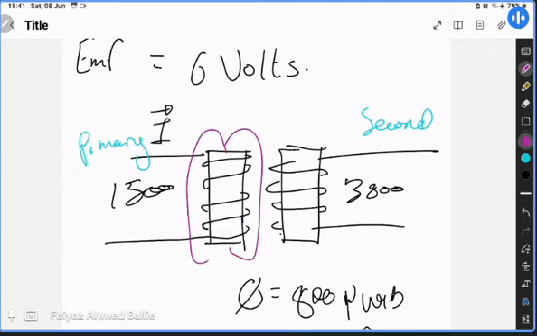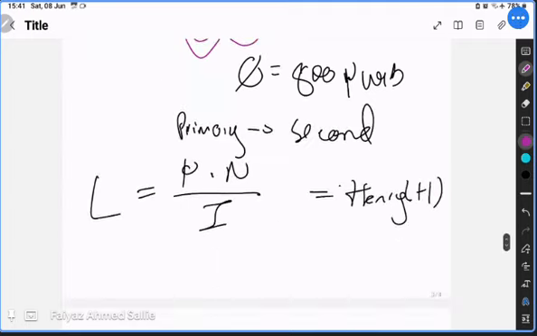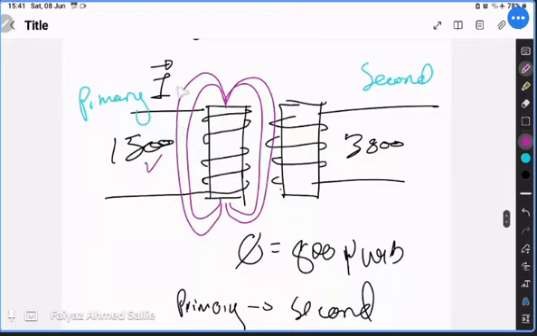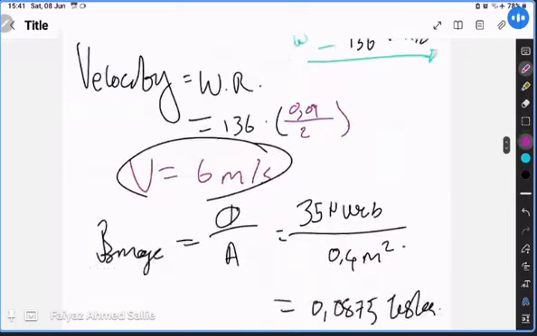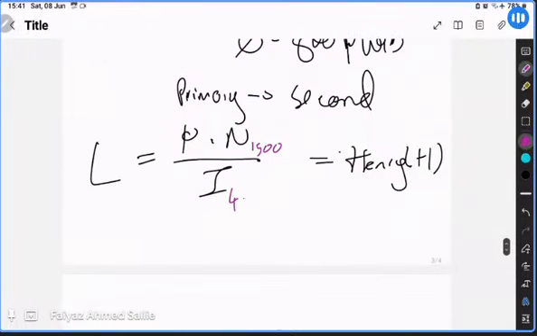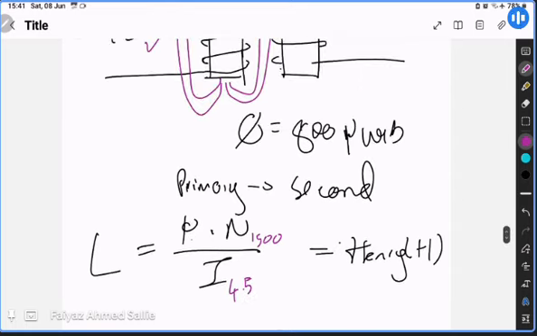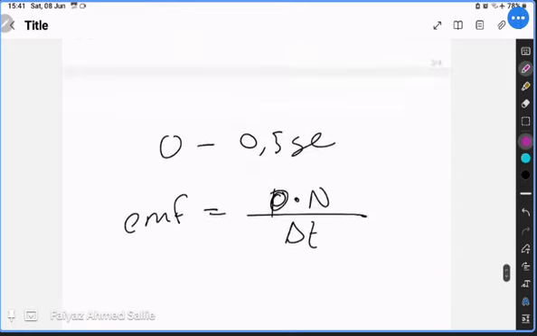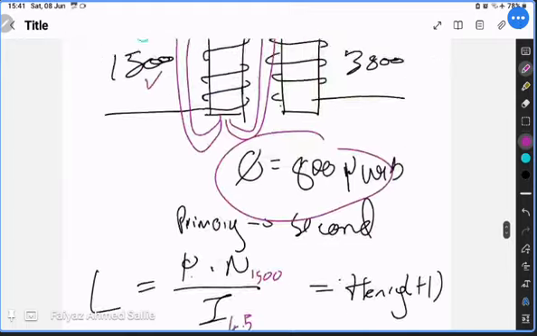So it's going to induce electromagnetic force. Electromagnetic force is what? Voltage, right? So what's happening is magnetic force is being converted to electrical. So this one's gonna be 1500, and this is gonna be what? Current is 4.5. So it's gonna be 4.5, and you already have the flux, 800 microwebers. So the next one is EMF. What does it say?